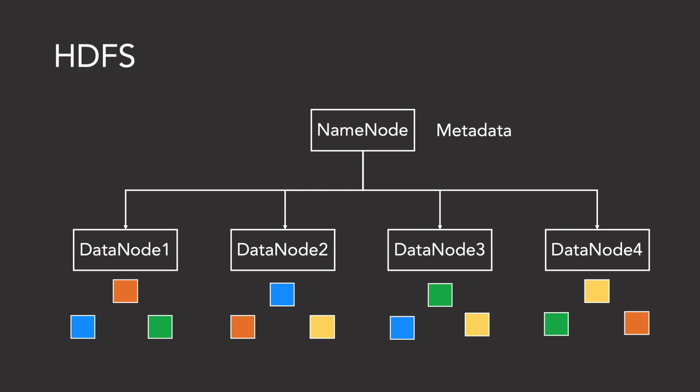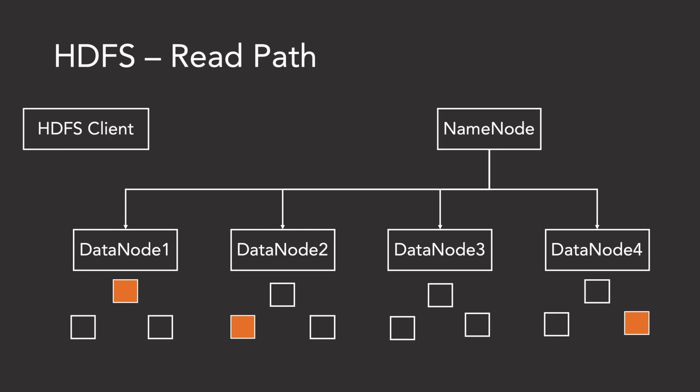HDFS provides high availability out of the box. Now if you see here, even if data node 1 goes down, we still have the orange block available in data node 2 and data node 4. If, let's say, data node 1 and data node 2 go down, even then we have all the blocks available, red, blue, green, and orange, in data node 3 and data node 4. So this is how HDFS not only distributes the data, it provides high availability also out of the box. The default block size of HDFS is 128 MB.